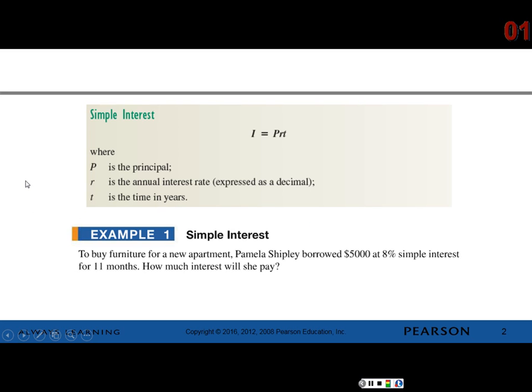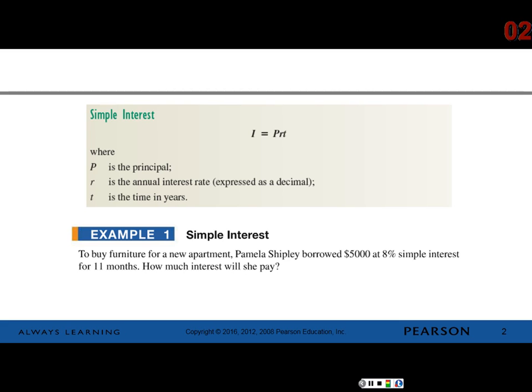So the first thing we're going to talk about is simple interest. And the formula for simple interest is actually pretty straightforward. The interest amount is the principal, which is also called in most finance formulas the present value. What do you put in today? Which is why it's called the present value. R stands for the rate, so it's the interest rate, and T stands for time.